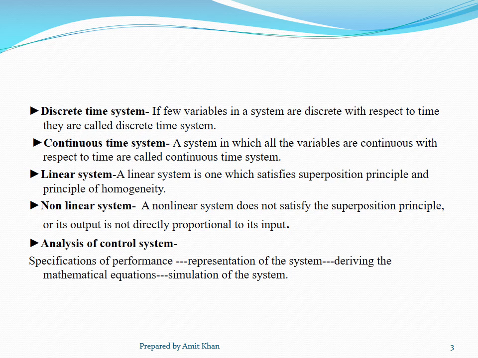Next comes the analysis of control system. How do we analyze a control system? We analyze the control system by the given steps: specification of performance, then we represent the system, then we derive the mathematical equations of that system, and finally we simulate the system.